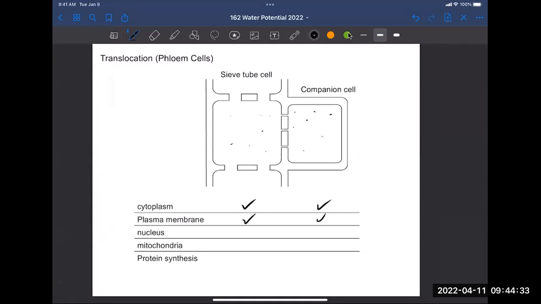But now there's some differences that pop up. Only the companion cell has a nucleus, right? So only the companion cell does gene expression. Mitochondria also are only found, as far as we know, in the companion cell. So it's going to be the main source of ATP. And also protein synthesis seems to only happen in the companion cell. So again, gene expression, protein synthesis is going to happen here. Now here, the term plasmodesmata is appropriate to use because these cells do have that linked cytoplasm. They're sharing their cytoplasm via plasmodesmata.